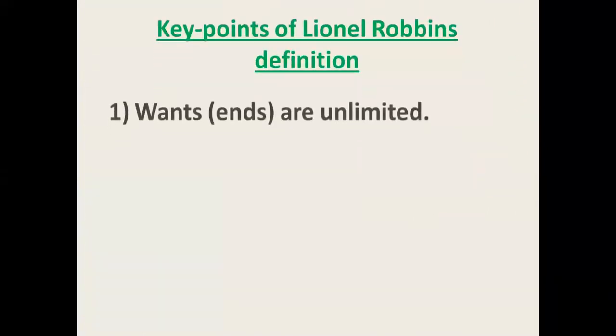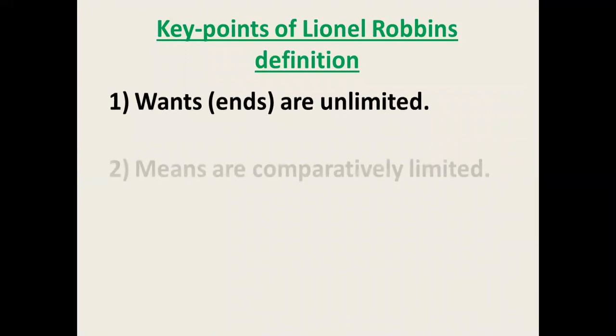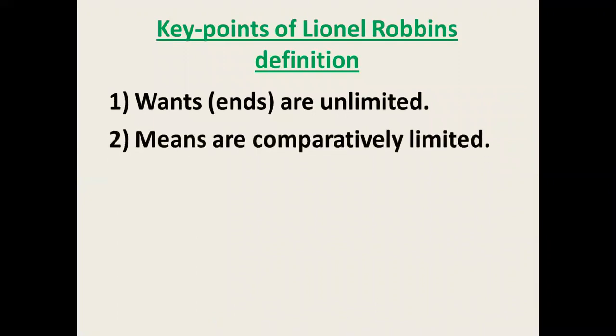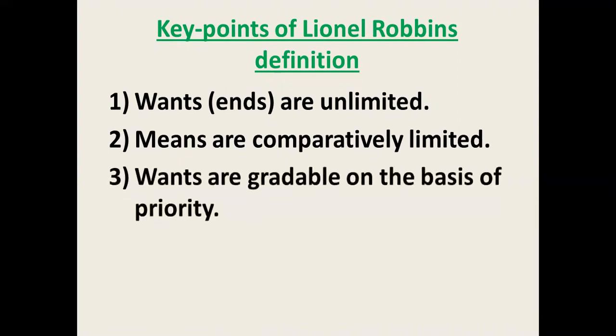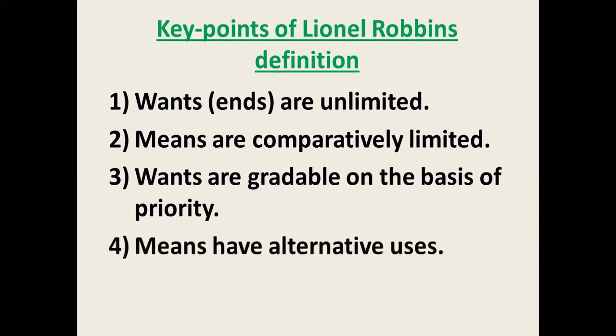So that point will explain the condition of human behavior. The first is that wants are unlimited. We all know our wants are unlimited, but we have control. There are no ends to them. So this point explains Lionel Robbins in his definition.